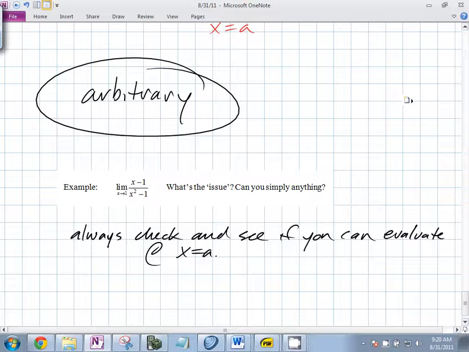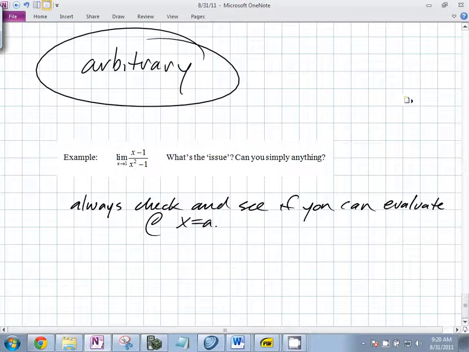Can you simplify anything? Always look to do what? Simplify. What's the best way to simplify? Factor. Always factor. No matter what you're doing in math, it can almost never hurt to try to factor something. So in this case, it's the same as the limit as x goes to 1 of, over what?